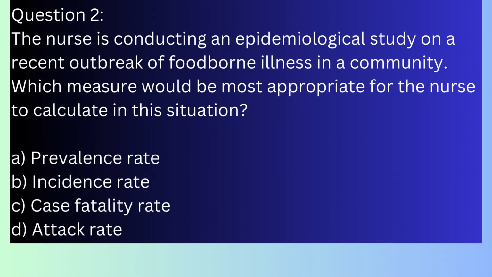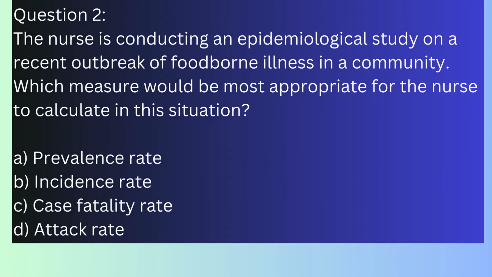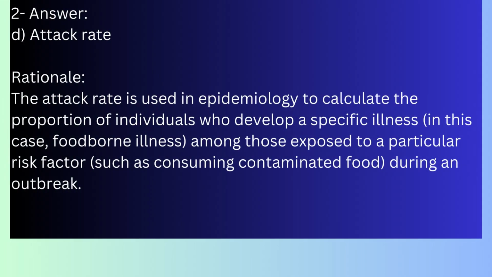Question 2. The nurse is conducting an epidemiological study on a recent outbreak of foodborne illness in a community. Which measure would be most appropriate for the nurse to calculate in this situation? A. Prevalence rate. B. Incidence rate. C. Case fatality rate. D. Attack rate.